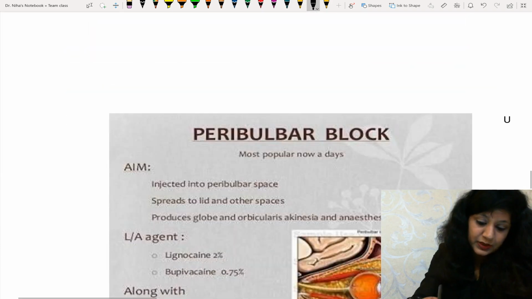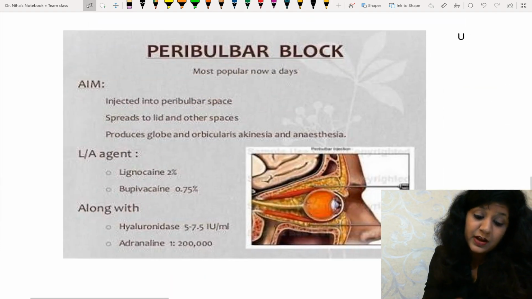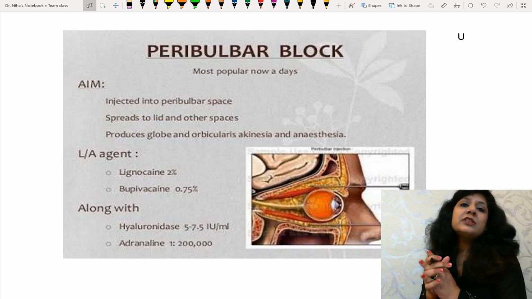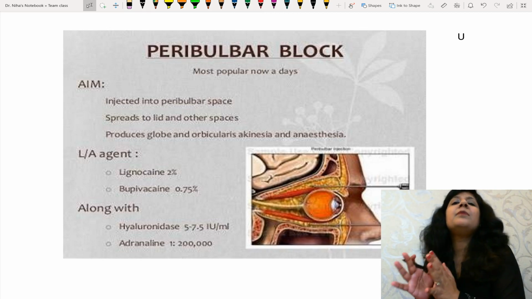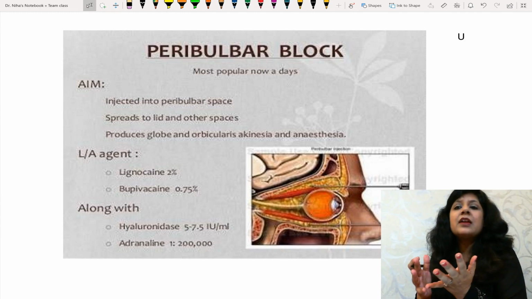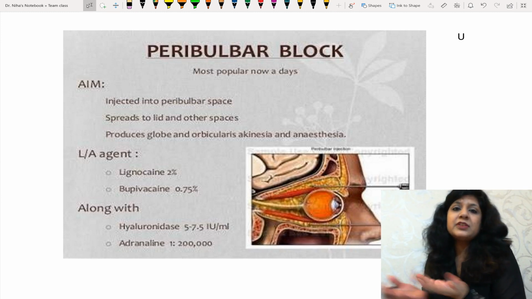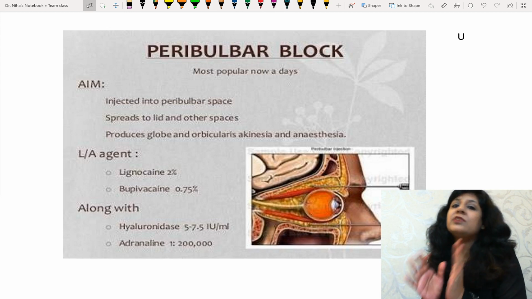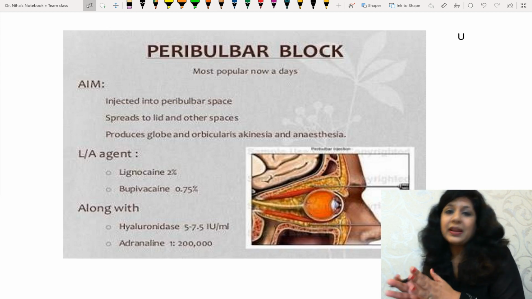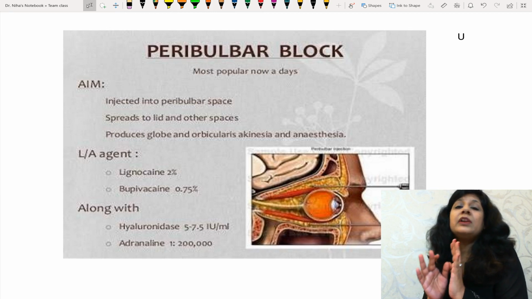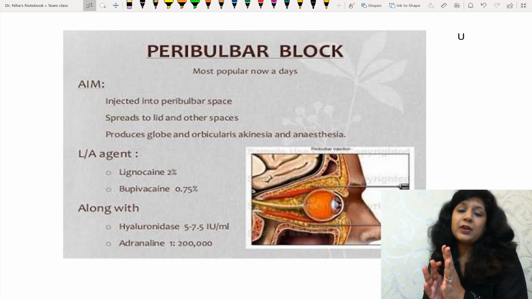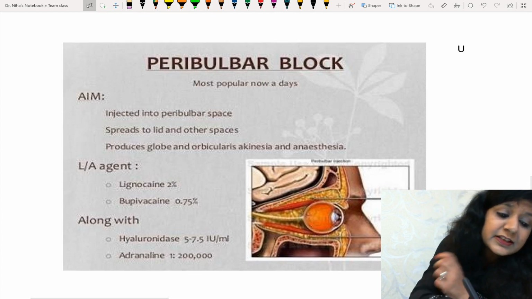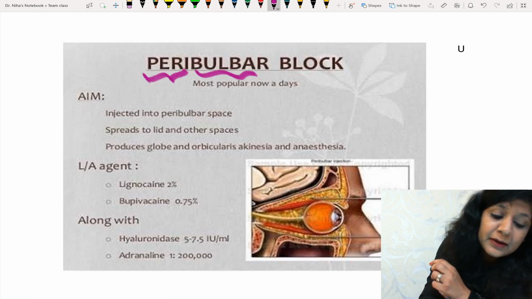Now we come to the peribulbar block. This is more commonly used, and most of the intraocular surgeries we are doing in this peribulbar block only, and that is why we are self-sufficient. Most of the time we do not require the radiologist and the anesthetist. We just require general anesthesia from the anesthetist, and that too only in a very small population of our patients, especially the children. So this is called the peribulbar block.